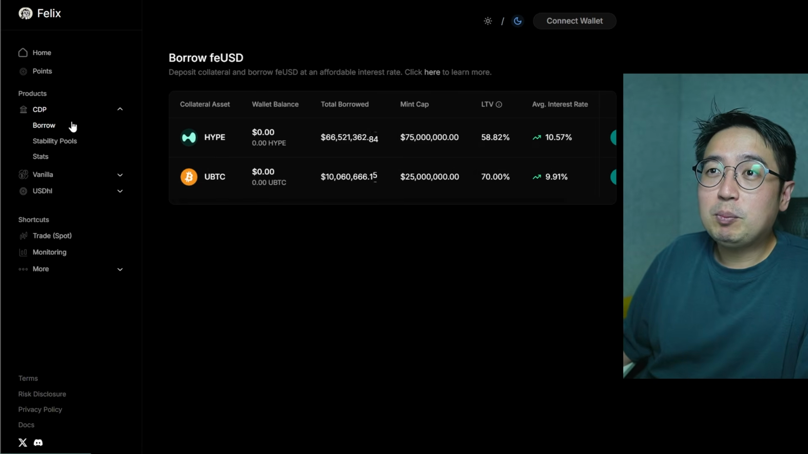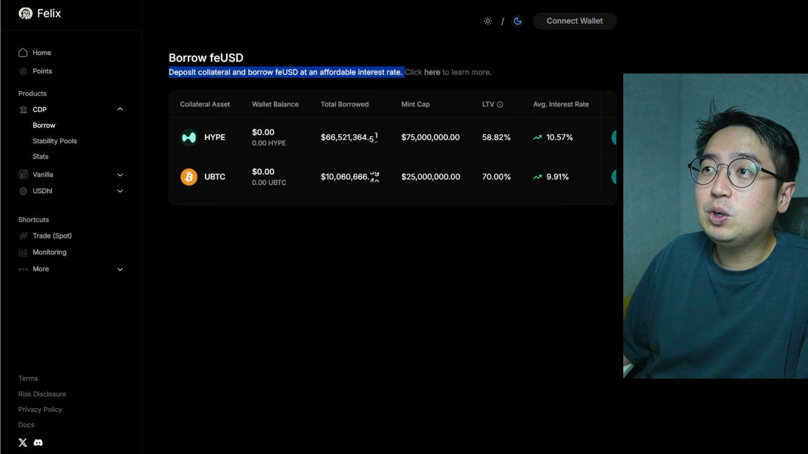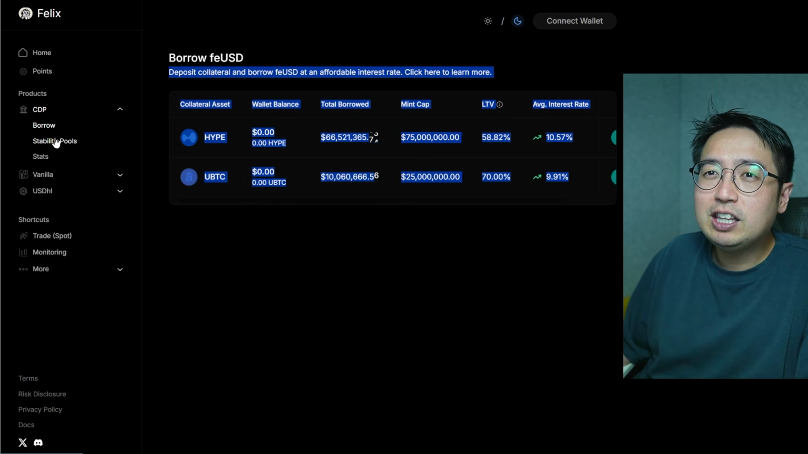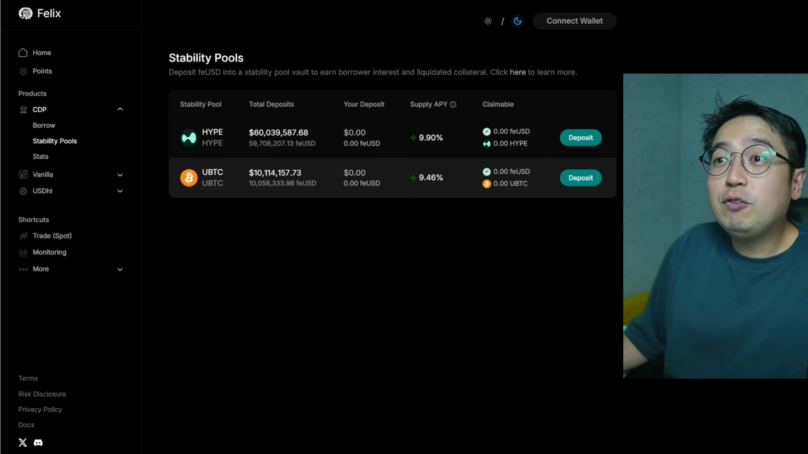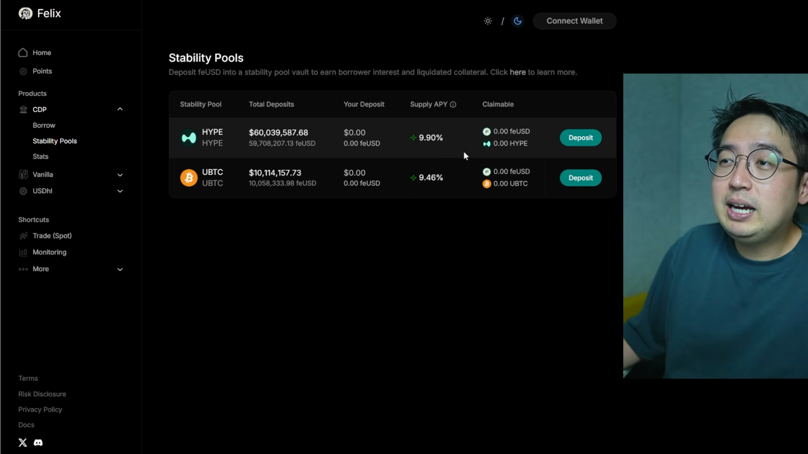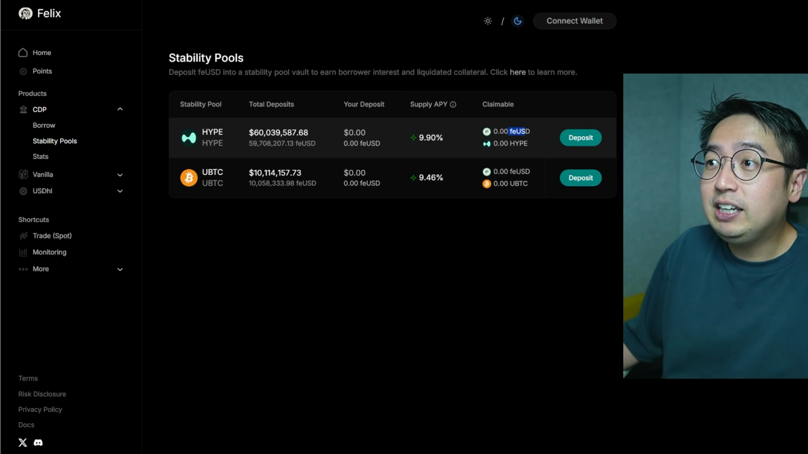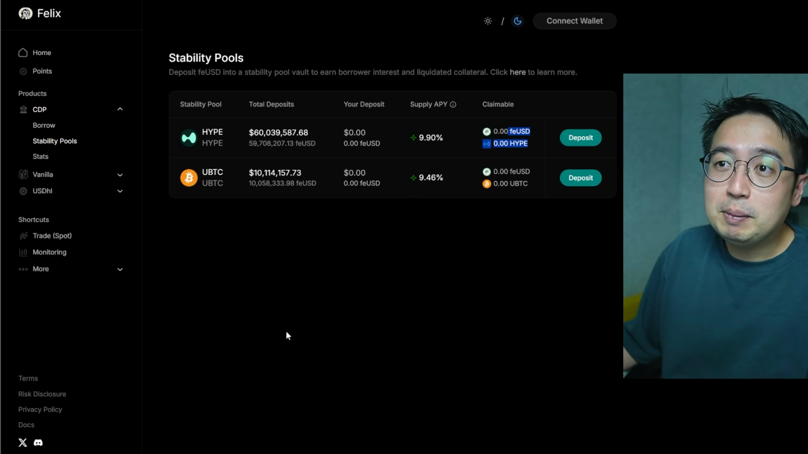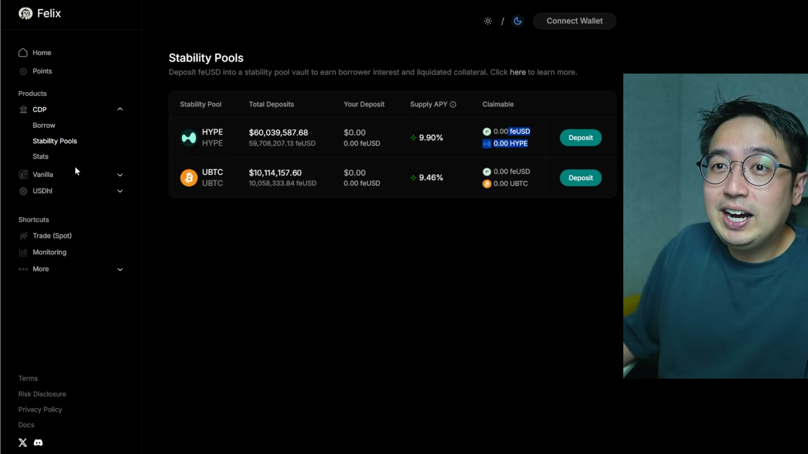We can take a look at the different products. If we want to borrow their stablecoin, we can deposit collateral and borrow FEUSD at an affordable interest rate. The interest rate for some of these are about 10% at the moment. That will fluctuate based on demand. Stability pools. So if we deposit hype here, we could get a supply APY of 9.9%, and those rewards would be in FEUSD and hype. Or if we deposit UBTC, it's another Bitcoin product, we would be getting about 10% on our assets there.